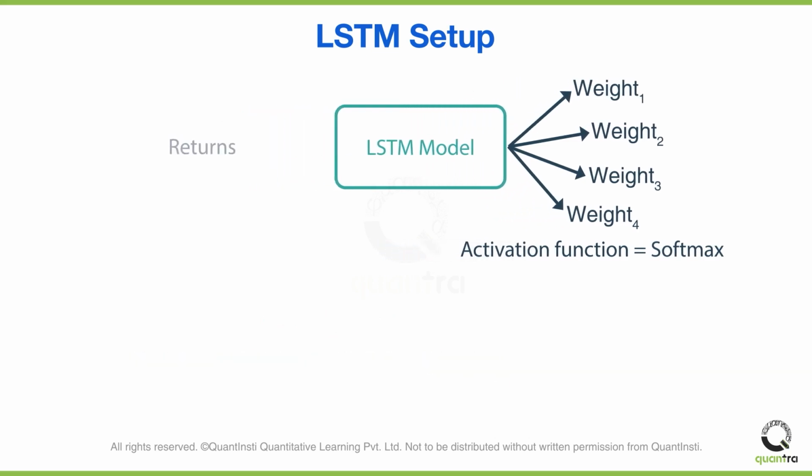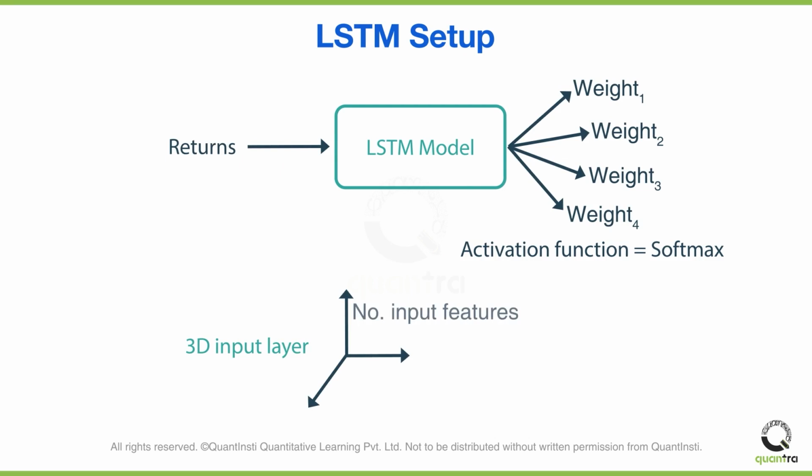Let's consider returns as input to the input layer. The input layer is 3-dimensional. One of the dimensions is the number of input features passed to the LSTM model. The other dimension is the time steps. If you are using a lookback of 20 days to calculate the input features, then the number of time steps would be 20. The other dimension is the batch size.